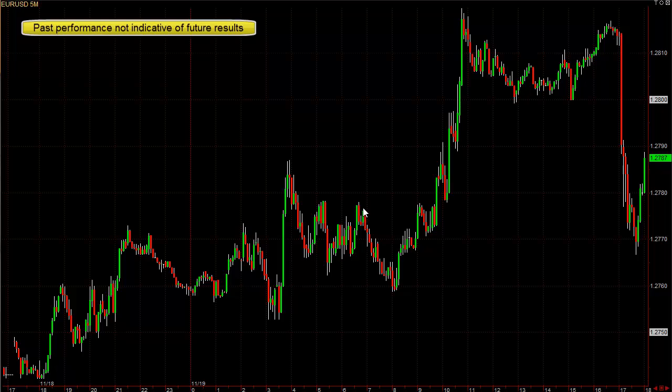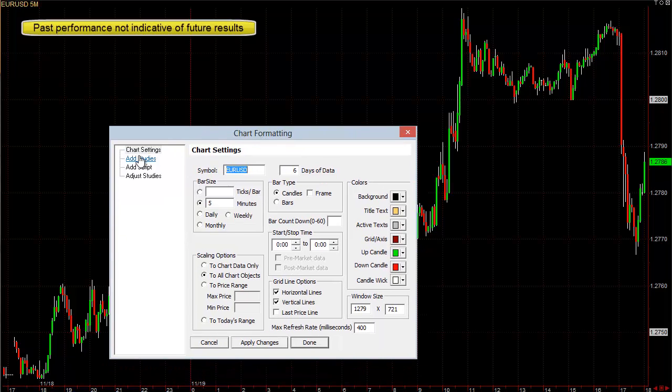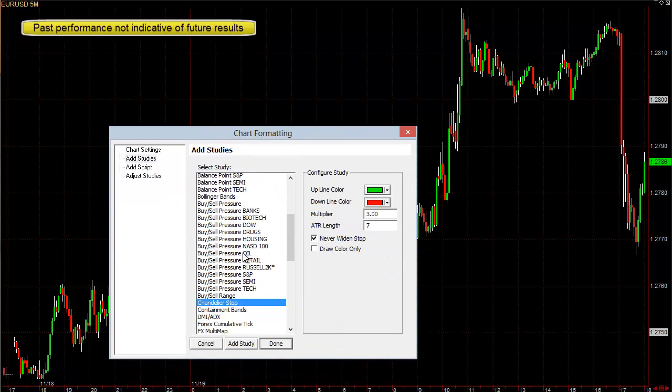Most people like to trade the euro dollar. There's a bunch of tools in our software that can help you in determining whether to take a trade or not. I'll go through them today relatively quickly.